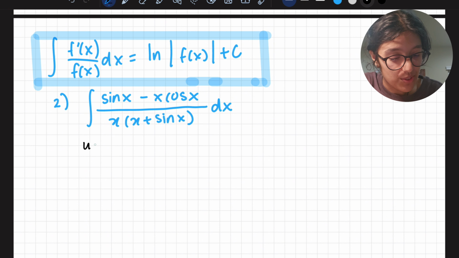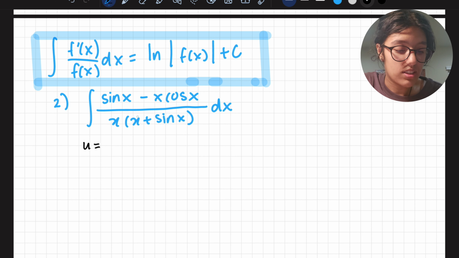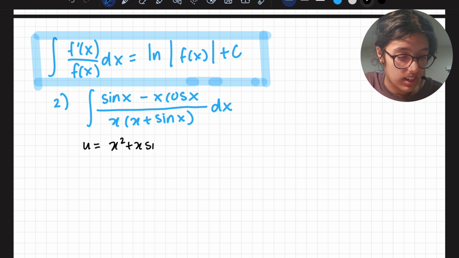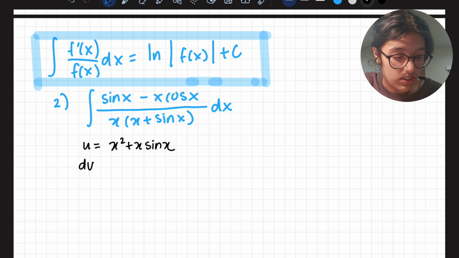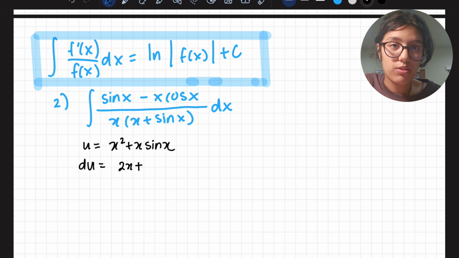So we have u is equal to the denominator, the original function, which I'm just going to simplify. I'm going to expand that: x squared plus x sine x. I'm going to take the derivative of both sides. I get 2x plus, and then I apply the product rule, but we can stop right there.